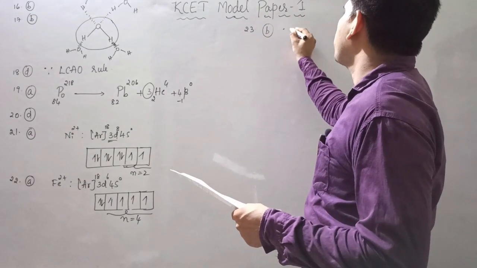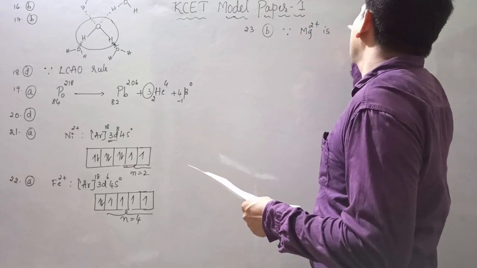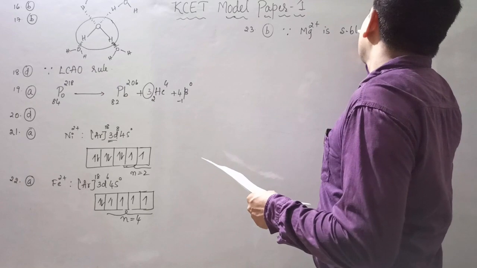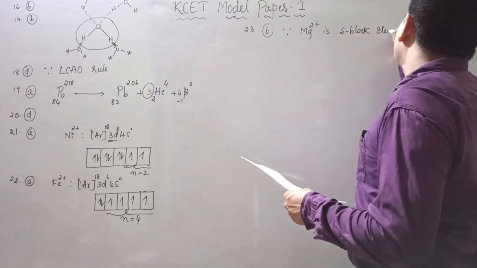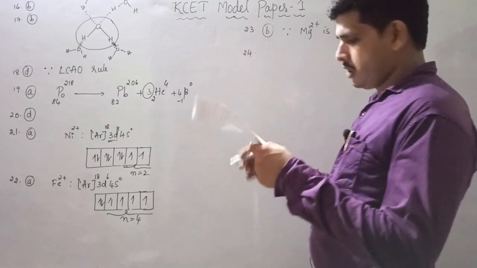Okay, option B, because Mg2 plus is s block element. Okay, done. Next, 24th one.